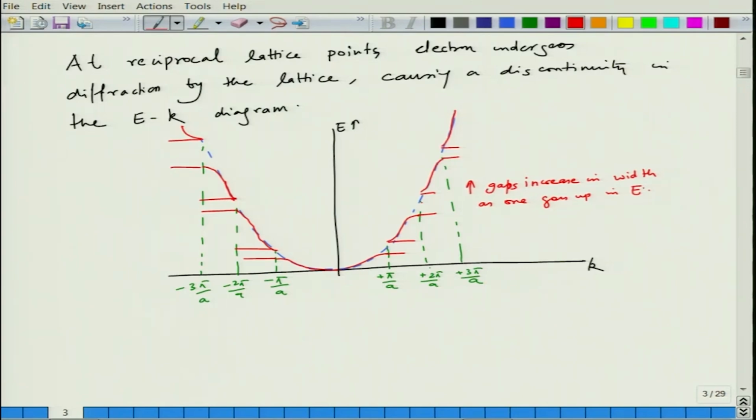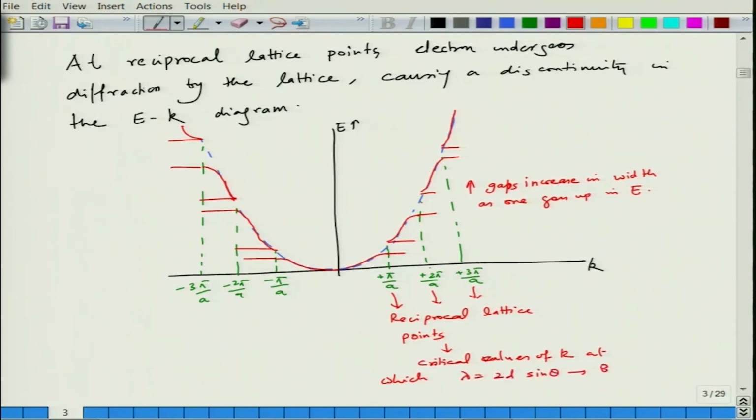So, if this is the case, then we can say that energy bands are separated by an energy gap at a critical value of k. So, these are the reciprocal lattice points, or you can say critical values of k at which lambda is equal to 2d sin theta, the Bragg's law, is satisfied, leading to electron diffraction.